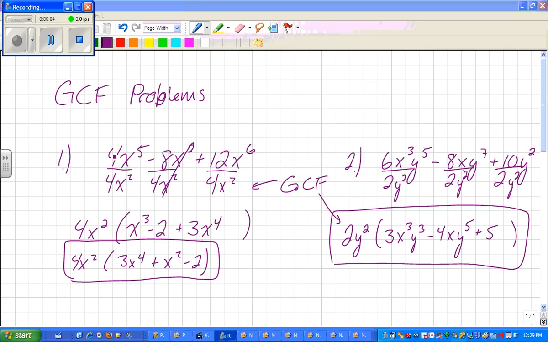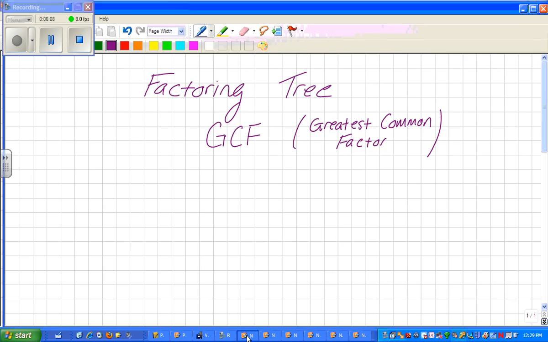Now, after you do the GCF, let's go back to our factoring tree. I want you to take a look at how many terms you have. We've got a few options here, so we're going to spread out our tree a little bit. If you have 2 terms, there's going to be a way to factor those. Or you could have 3 terms, or you could have 4 terms.